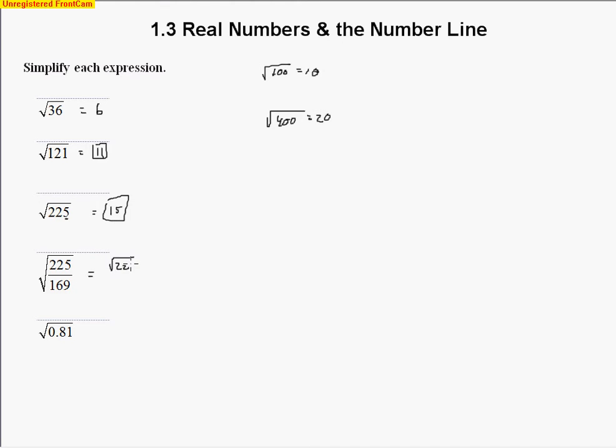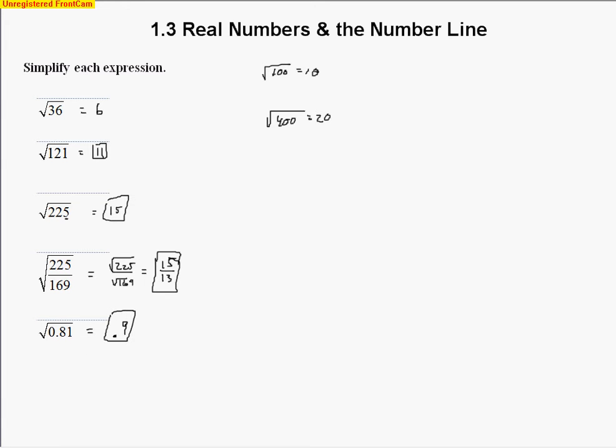Here we have the square root of 225 over 169. So we're going to treat this as two separate radicals, and we're going to take the square roots separately. So 15 over 13 would be our answer for this one. On this one, we've got a square root that has a decimal in it. Well, that means our answer is going to have a decimal as well. Two numbers that make 81 are 9 and 9, and to make 0.81, I'd have to do 0.9 times 0.9.